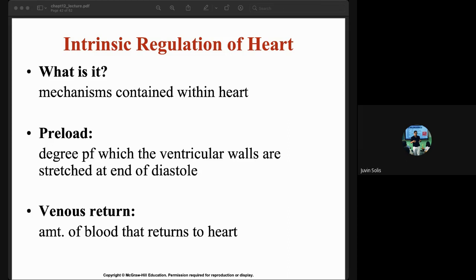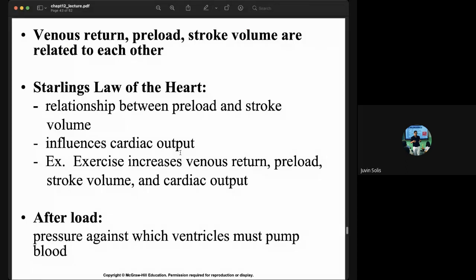Okay? And vice versa. Kapag mababa naman, of course, mababa din yung stroke volume natin. Now let's go here. Venous return, preload, and stroke volume are related to each other. That is why kapag mataas yung isa, mataas lahat. Pag mababa yung isa, bababa din. We have here what we call the Starling's law of the heart. This is the relationship between preload and stroke volume. It influences your cardiac output.